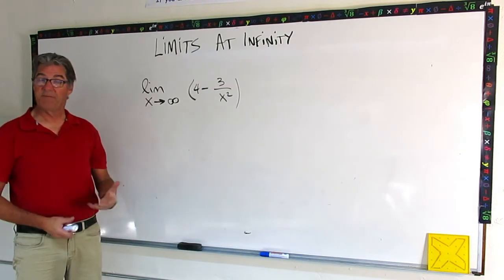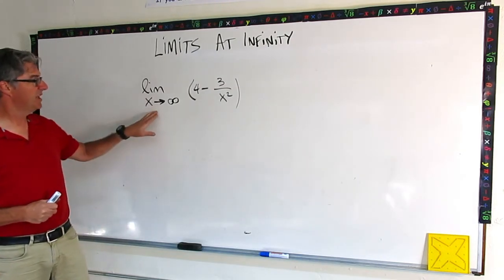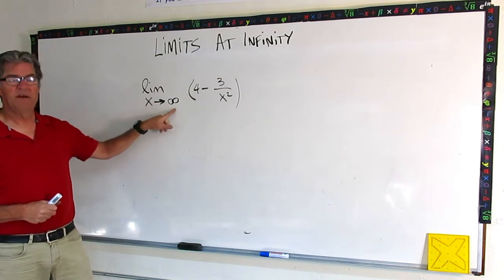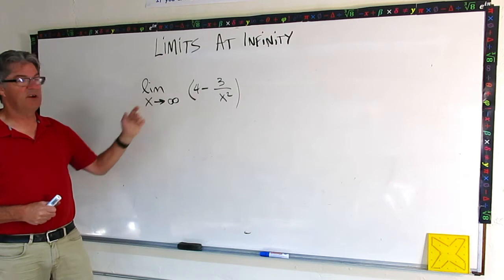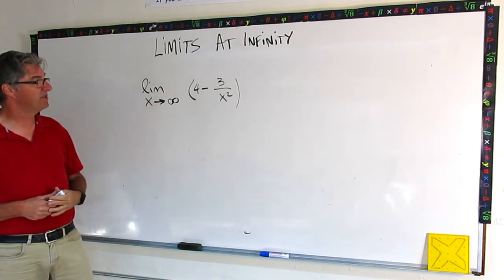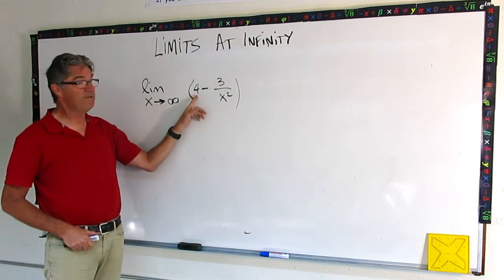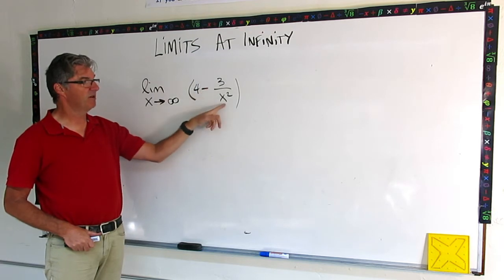Okay, let's do an example using these ideas. So here's the limit as x goes to infinity. And just to note, I dropped putting the positive there. If there's no positive there, you assume you're approaching it from the positive side. The function here is just 4 minus 3 over x squared.